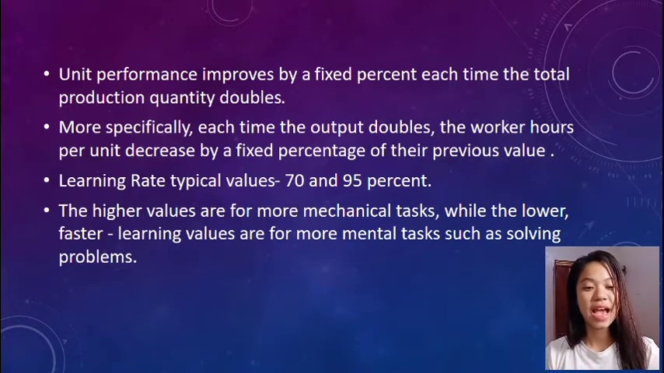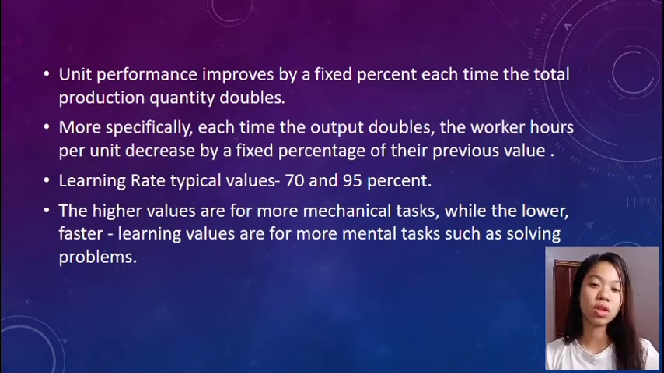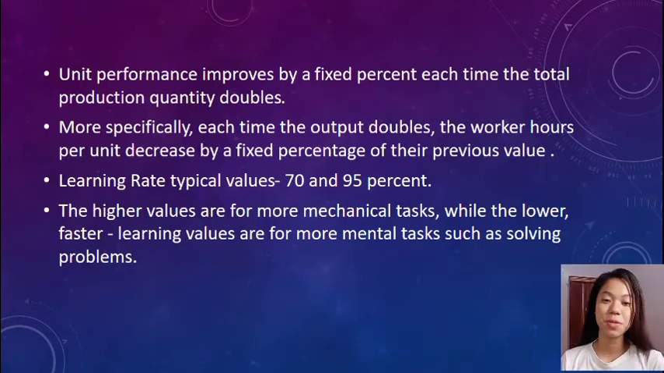In general, it has been found that unit performance improves by a fixed percent each time the total production quantity doubles. More specifically, each time the output doubles, the worker hours per unit decrease by a fixed percentage of their previous value. This percentage is called the learning rate, and typical values run between 70 and 95%. The higher values are for more mechanical tasks, while the lower, faster learning values are for more mental tasks such as solving problems. A common rate in manufacturing is 80%.